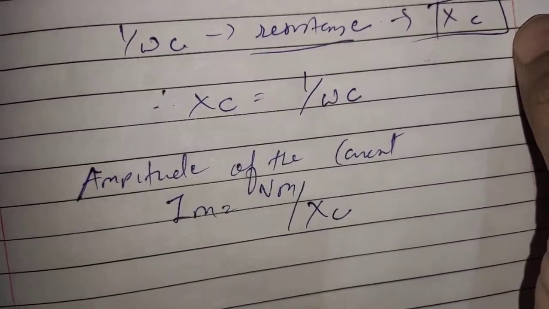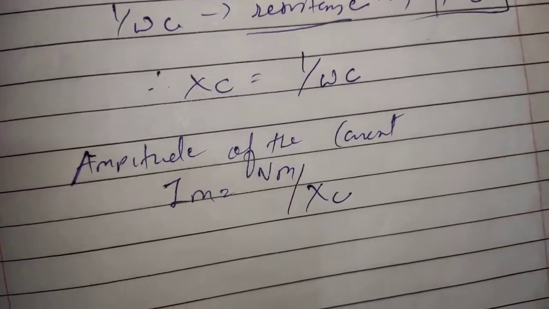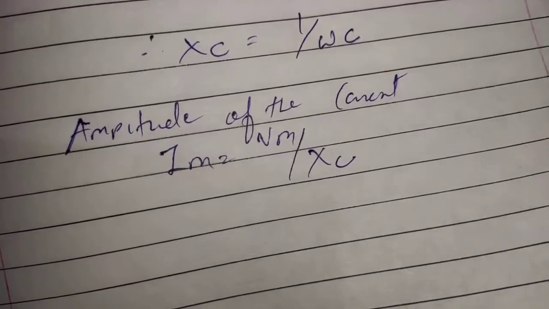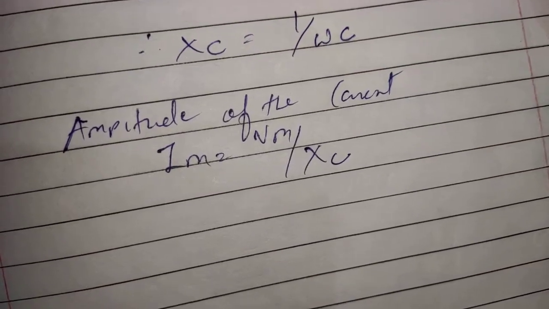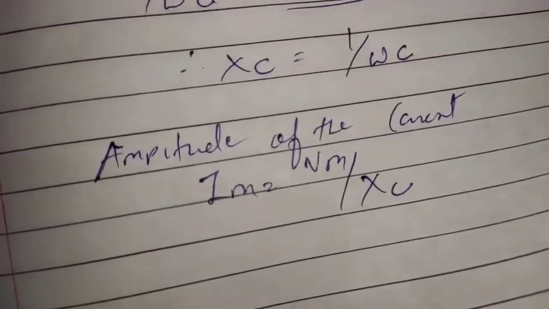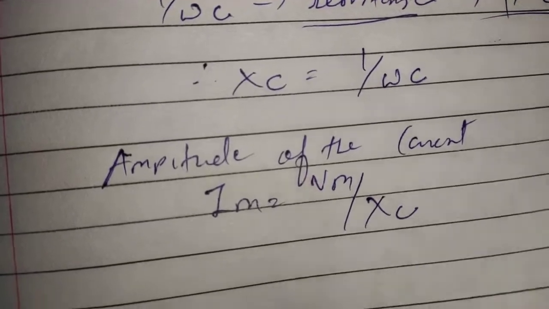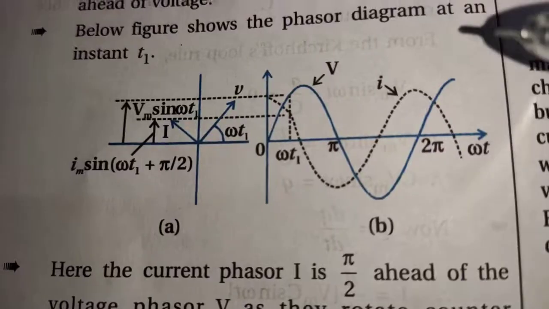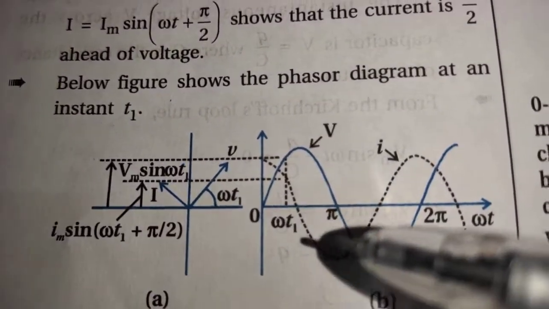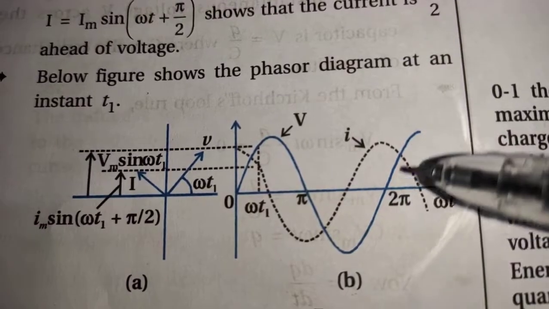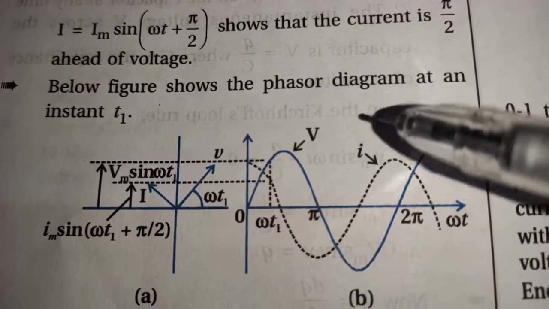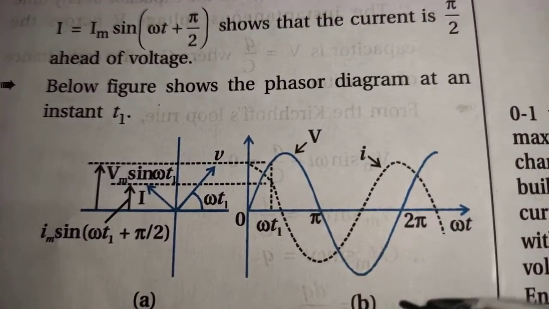Okay guys, a comparison of V is equal to Vm sin omega t and I is equal to Im sin omega t plus pi by 2 shows that the current is pi by 2 ahead of voltage. Okay, and its figure V versus I, explain the figure. This is the figure V versus I. Okay, this type of figure we will get. Okay guys, phasor diagram at instant t1.